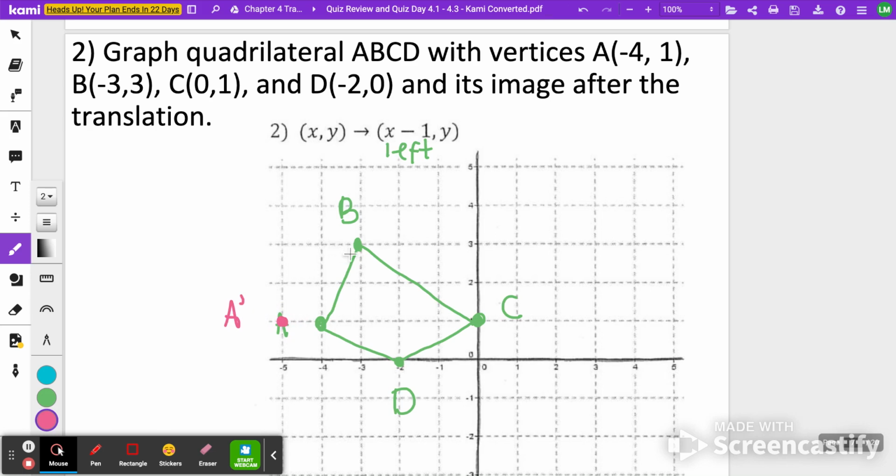A is at negative 5, 1. B is at negative 4, 3. C is at negative 1, 1. And D is negative 3, 0. Connecting all those points, it just shifted over just a little bit, so there is going to be some overlapping that is going on, but otherwise that one was pretty simple.